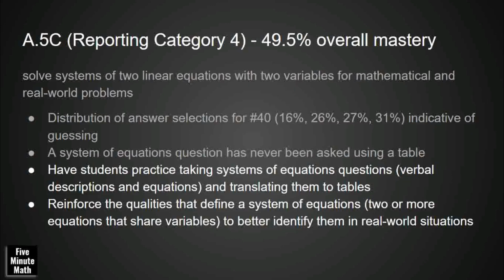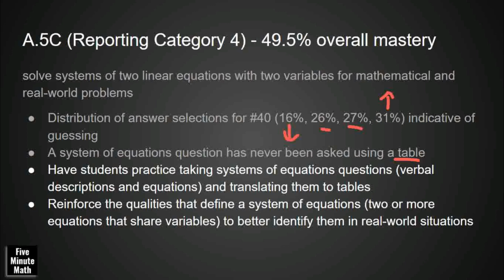So the answer selections for number 40, right, that was our second one that we had the issue with. Once again, indicative of guessing, right? So we had this one a little bit higher, this one a little bit lower, but for the most part, we're right at about that 25%. And it's because we've never asked since 2016 a system of equations by using a table, right? It's either going to be a verbal description, but even then, the verbal descriptions typically have bullet points, so it's kind of clear that you're setting up two different equations, or they just give you the straight equations. We've never done it in a table.